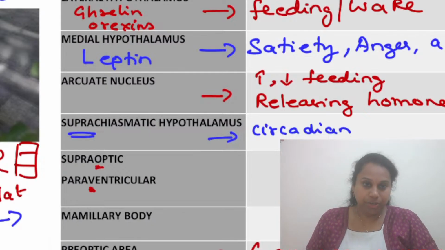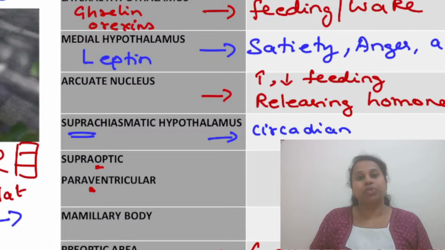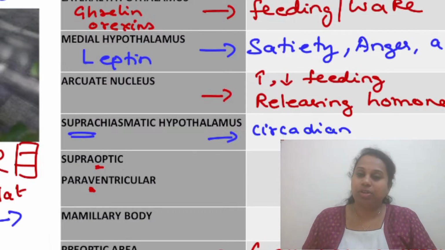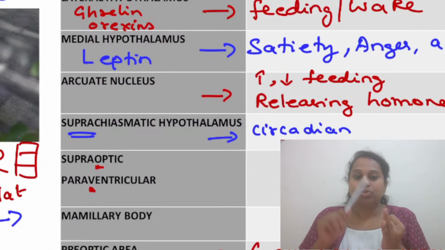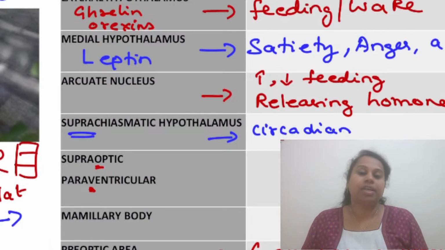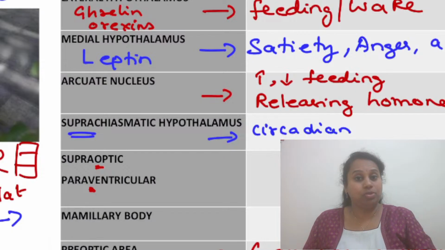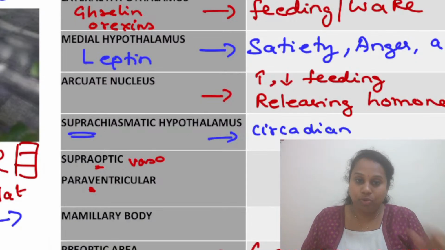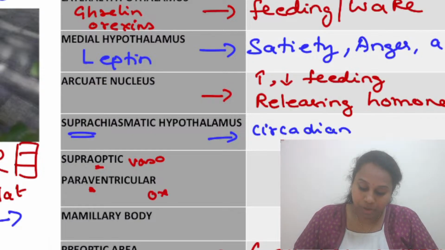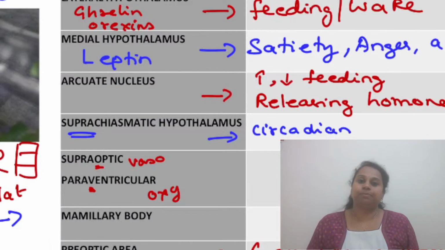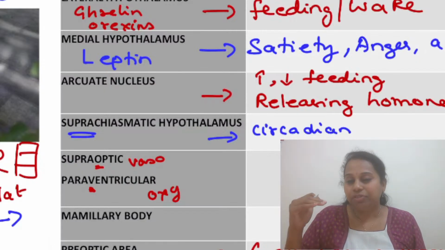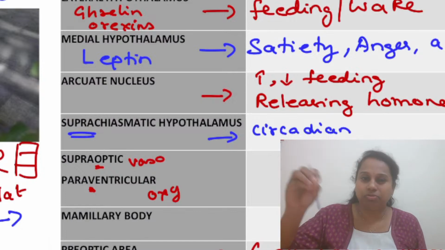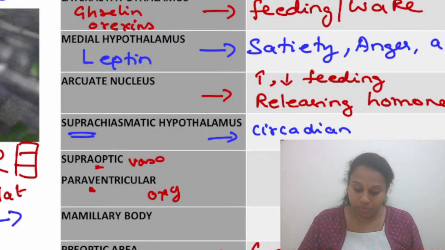Supraoptic and paraventricular nucleus, O and V. So they produce the O and V hormones of the posterior pituitary. What are they? Oxytocin, vasopressin. Both supraoptic and paraventricular can produce both oxytocin and vasopressin. But if you measure the levels, supraoptic produces more of vasopressin and paraventricular produces more of oxytocin. This is a small change, but both can produce both the hormones.